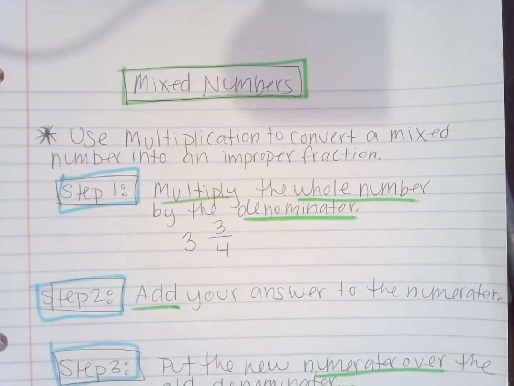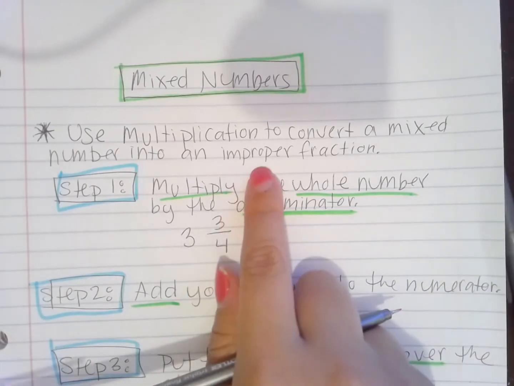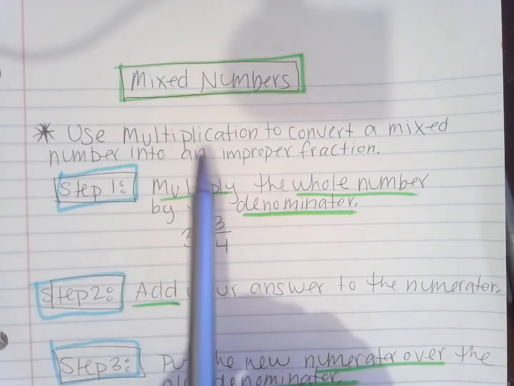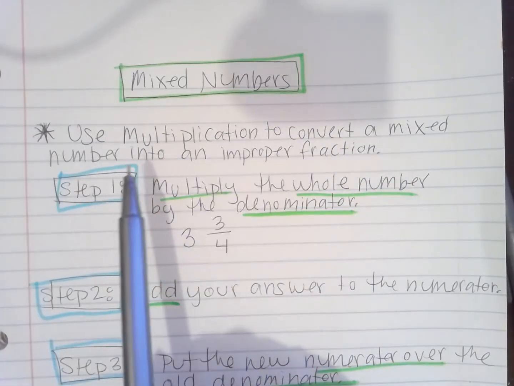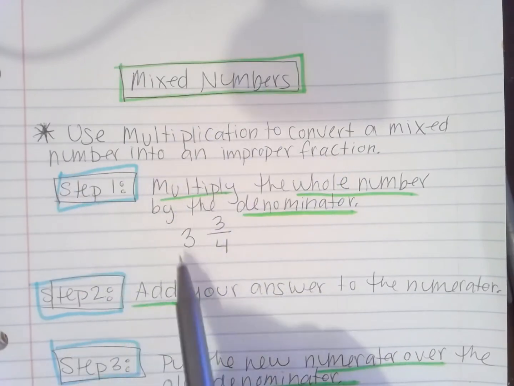Next, we're going to take mixed numbers. And so what we're going to do is we're going to go from mixed numbers to improper fractions. And so what we're going to use is we're going to actually use multiplication to convert a mixed number into an improper fraction. So there's 3 steps to this, and I have an example right here.